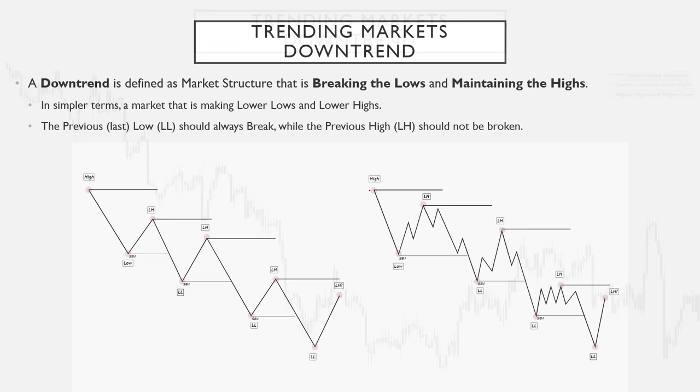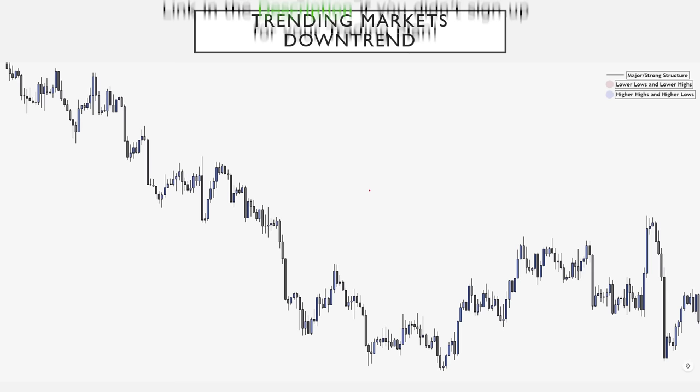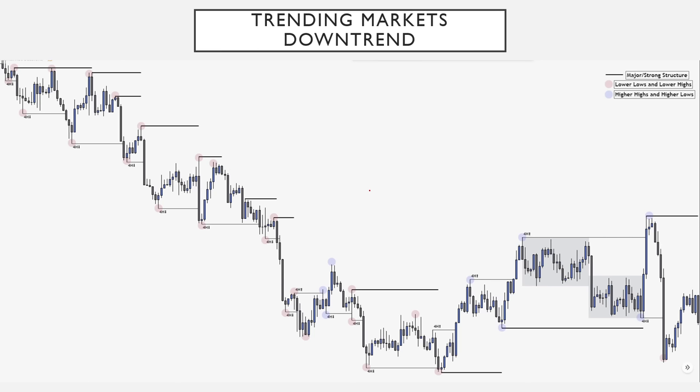So you can actually pause the video right now. Pause the video and try to mark it up, right? Just take a screenshot, go mark it up, and let's compare it later. So here's my markup, right? So what I just simply do again is I just follow structure, okay? So this is where we broke. We made a new lower low. What caused the break? I track it down. This is right there. We have a pullback.